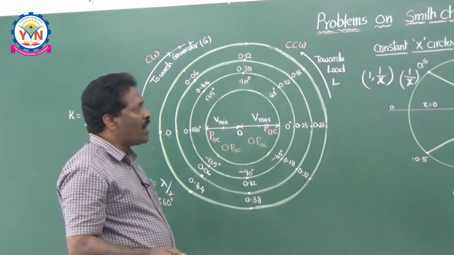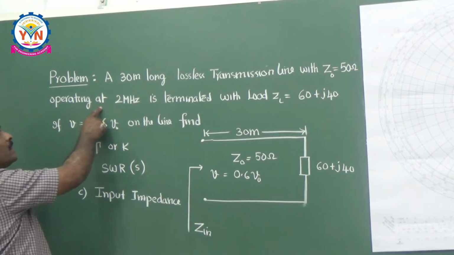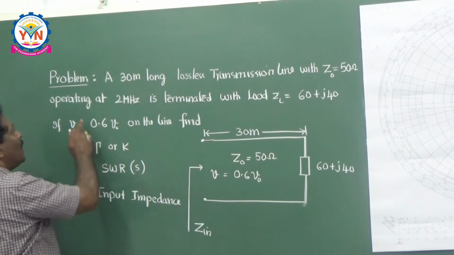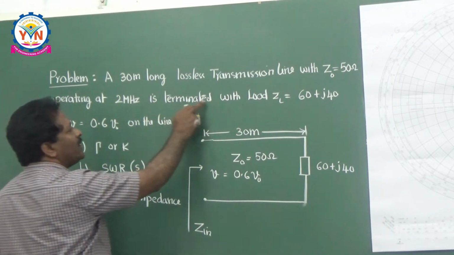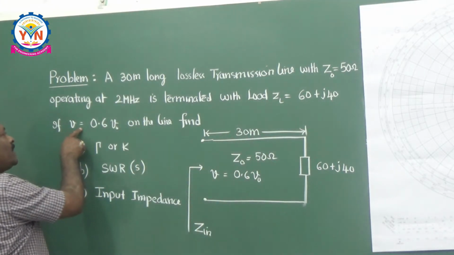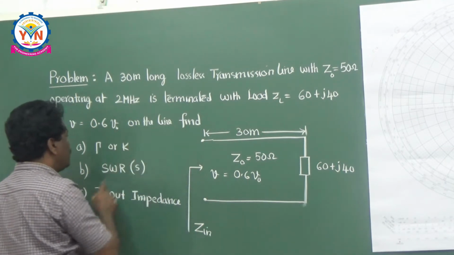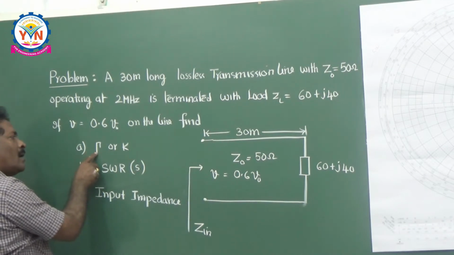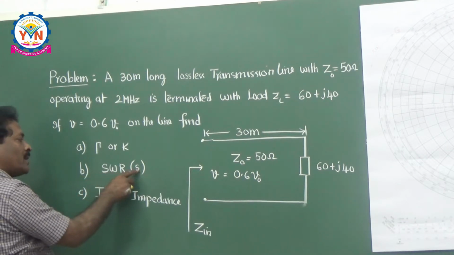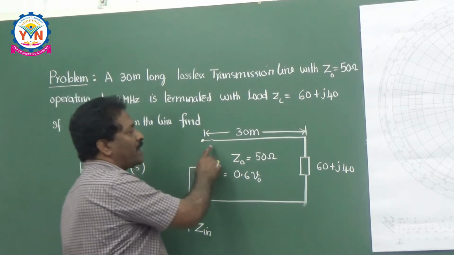Now I would like to show you what exactly the Smith chart is. The given problem is a 30 meters long lossless transmission line with Z0 equal to 50 ohms, operating at 2 megahertz, terminated with the load ZL equal to 60 plus j40. If the velocity v is equal to 0.6 times the velocity of light on the line, find the reflection coefficient gamma, otherwise sometimes represented by K, the standing wave ratio S, and the input impedance. Very simple, this is the data given here.